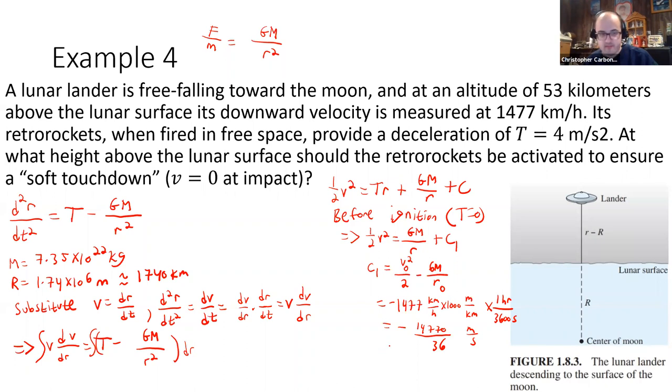And then R sub zero would be equal to 1.74 times 10 to the 6th power plus 53,000. And this gives us a value of 1.793 times 10 to the 6th meters.